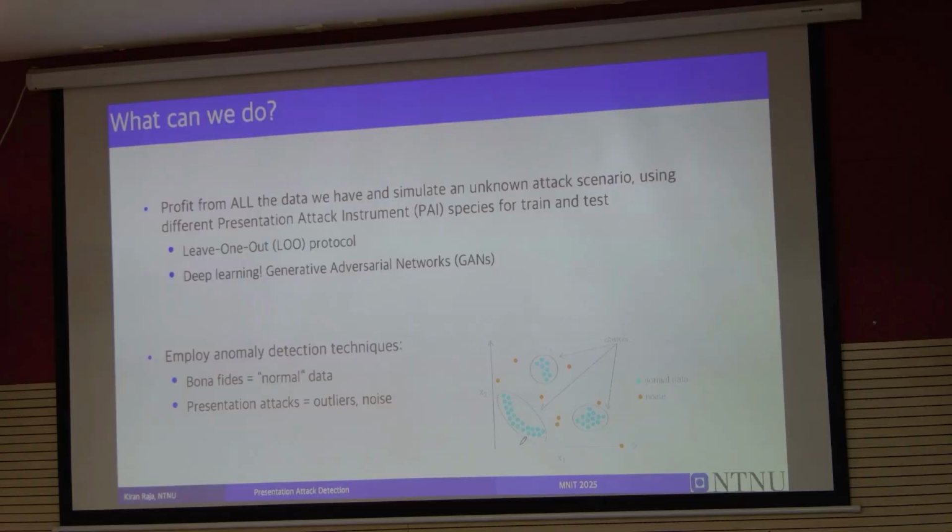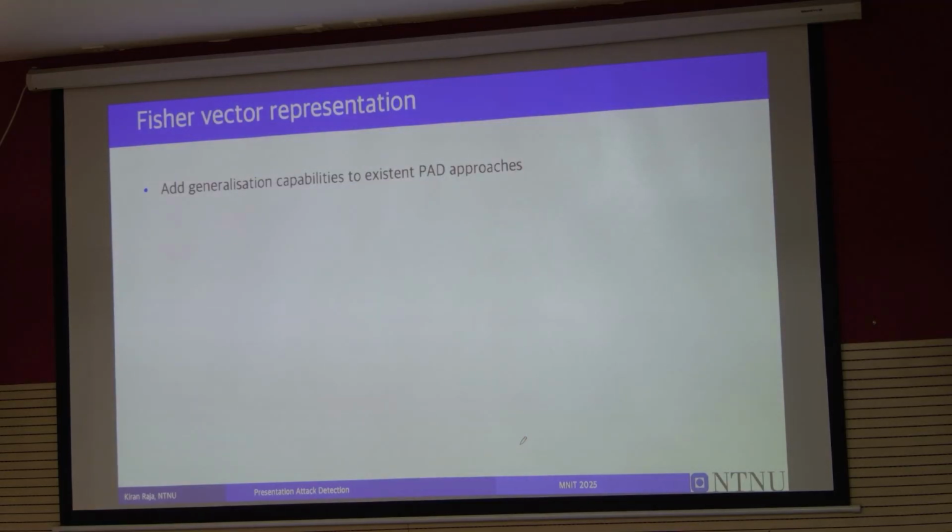Okay, so what is the idea here? Again, the idea is going back to distribution properties. If I know that all of this normal data is lying in a certain cluster, something that is beyond that cluster is an anomaly for me. The anomaly means that it's an attack. It's not behaving as normal data, right? So what can I do? I need to add this generalization capability to existing approaches.